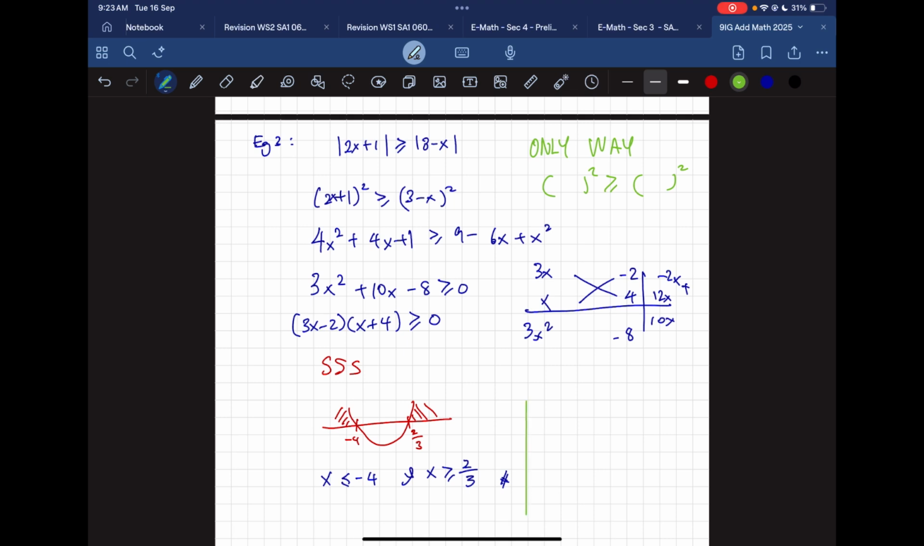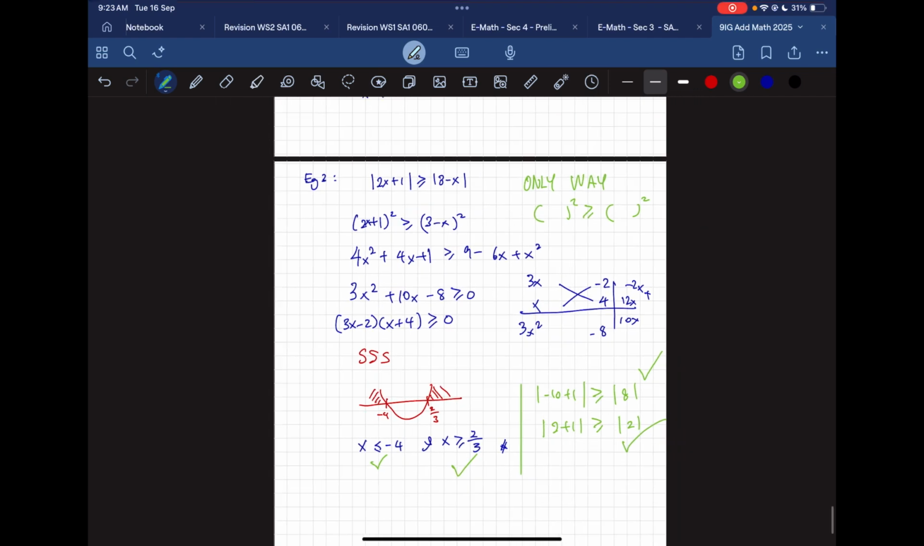Let's do a quick check anyway. So x less than -4, let's do -5. So mod of -10 plus 1, is it more than or equal to mod of 8? Yes, that is true. Okay, so this is true. All right, x more than 2/3. Let's choose 1. So 2 times 1 is 2, plus 1. Is it more than or equal to 3 minus 1, which is 2? Yes, that is also true. So this is also true.